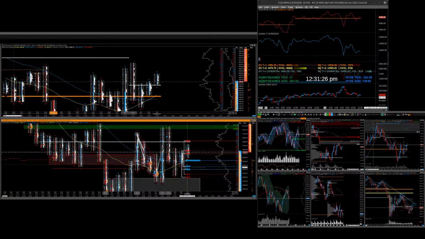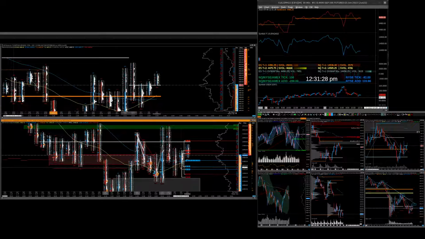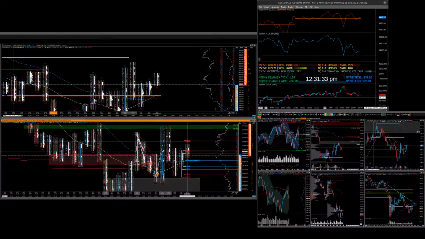Sucks that I never filled right here. See that? Because then we could have taken off one here. Would have been good.